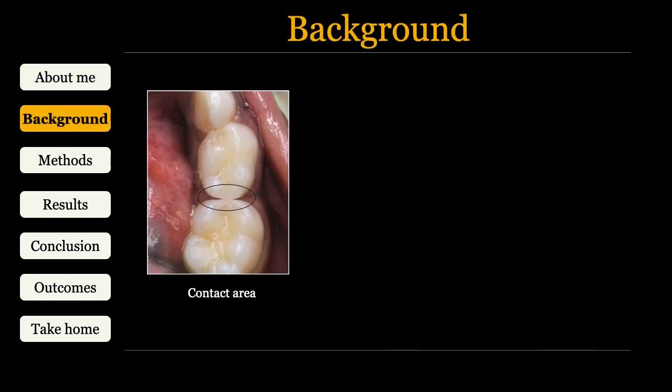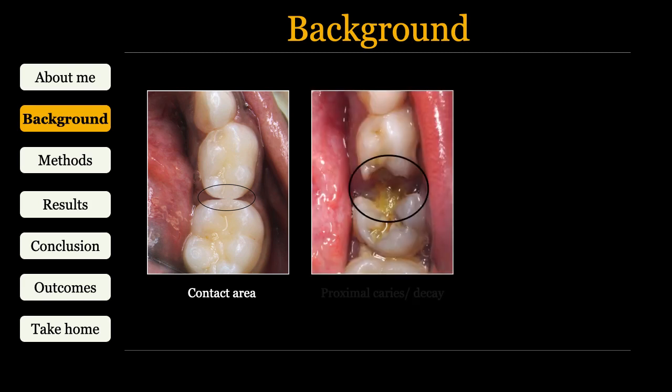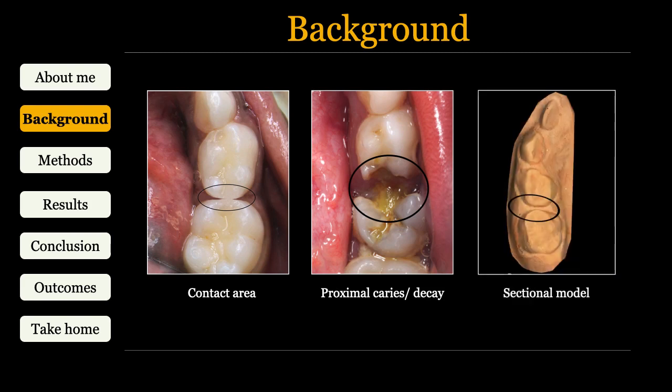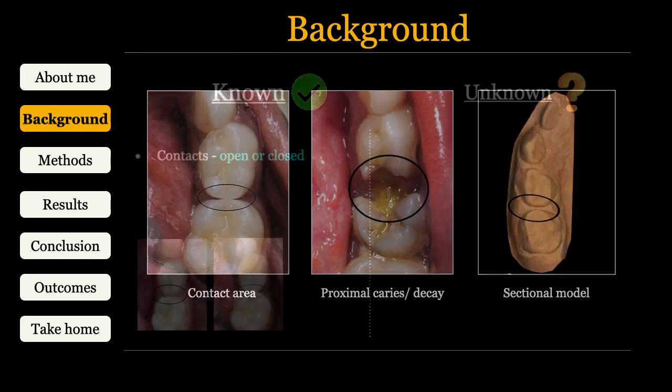So today I'm going to tell you a little bit of what we studied. As you can see, the first picture is the contact area, which is defined as the heights of contour of proximal surfaces of teeth. You can see proximal decay, which has affected both the first and the second primary molar. And this is a picture of a sectional model. Just wanted you to get familiar with a few terms before we go into the presentation.